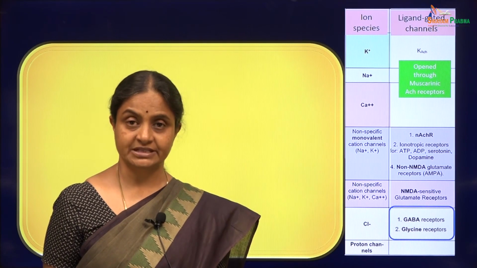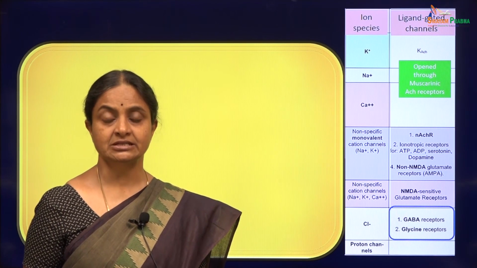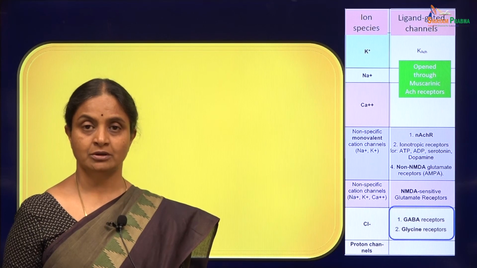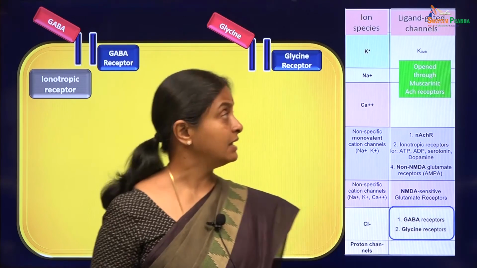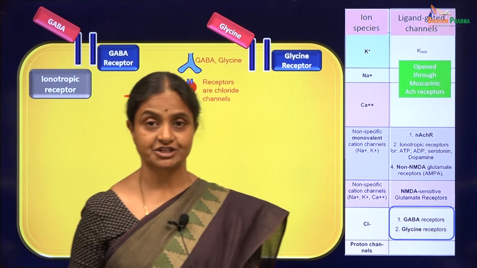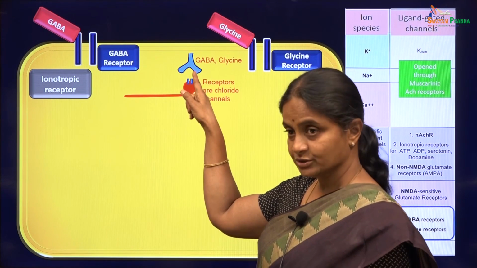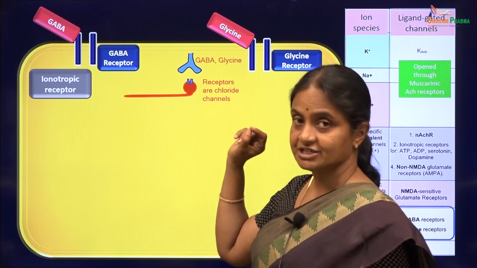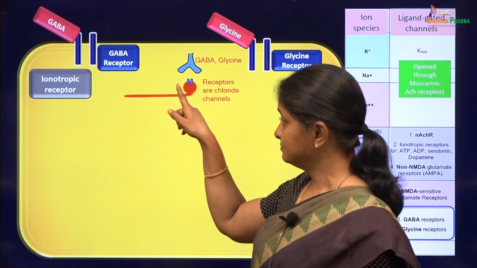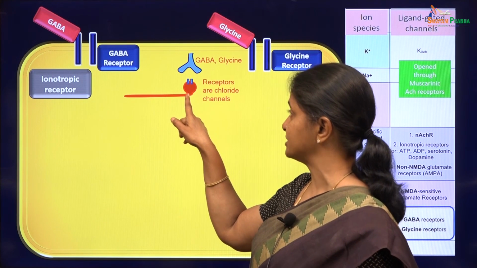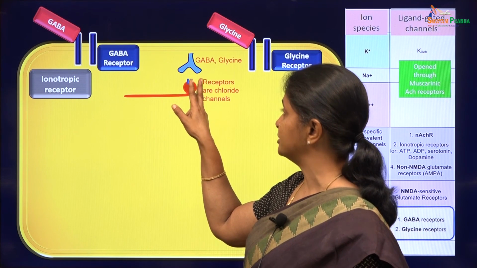GABA and glycine receptors. GABA and glycine are also neurotransmitters released by a presynaptic neuron onto a postsynaptic neuron. Both these GABA and glycine receptors are chloride channels. GABA and glycine are released by the presynaptic neuron. You could have GABAergic neurons or glycinergic neurons, and they bind to their respective receptors on the postsynaptic neuronal membrane, opening the channels within those receptors.